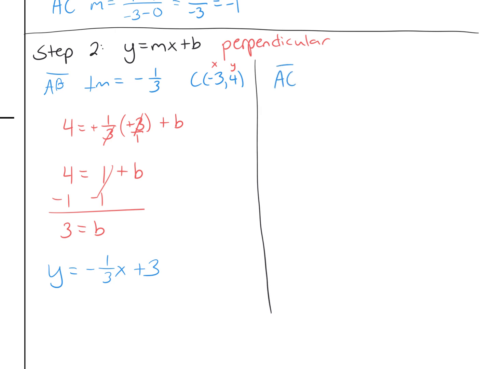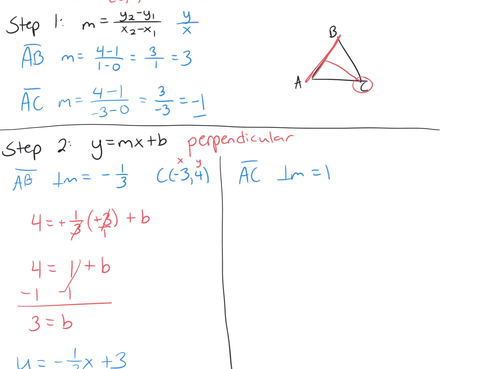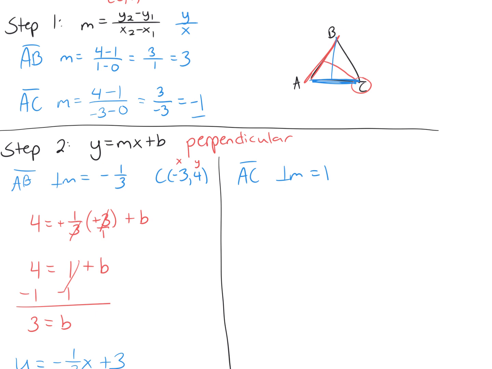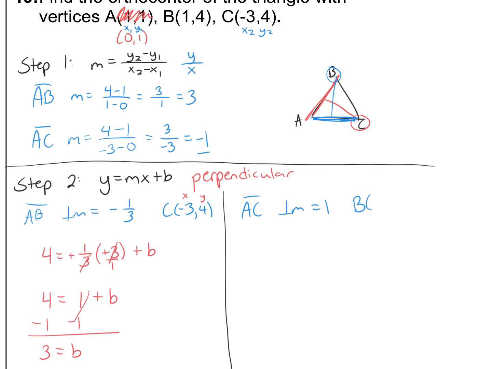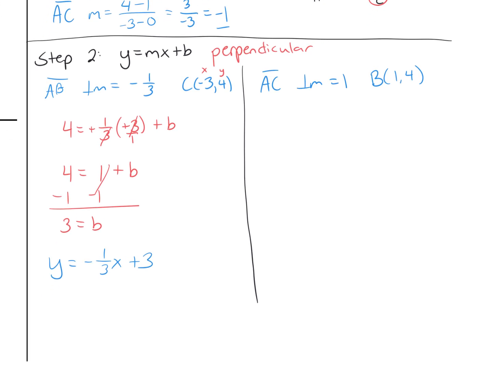So here's AC. What is my perpendicular slope if my original slope was -1? 1. Right, do you agree? If I flip it, it's still 1 over 1? Yep, so all I'm doing is switching the sign. What is opposite of AC? B. Yep, so we're going to use coordinate B, which was 1, 4. So do the same process we did for AB. What's my y value? 4. 4 equals 1 times 1 plus b. 1 times 1? 1. From here? -1.